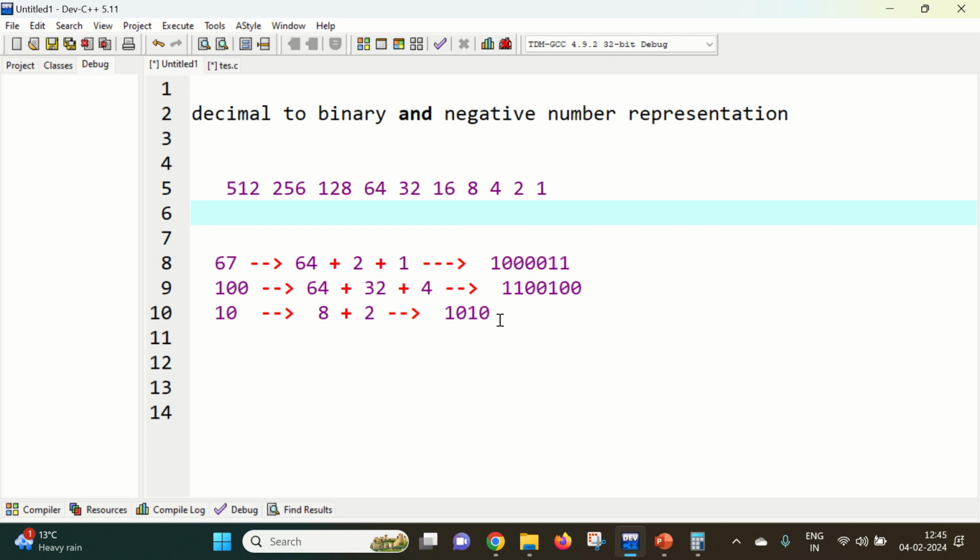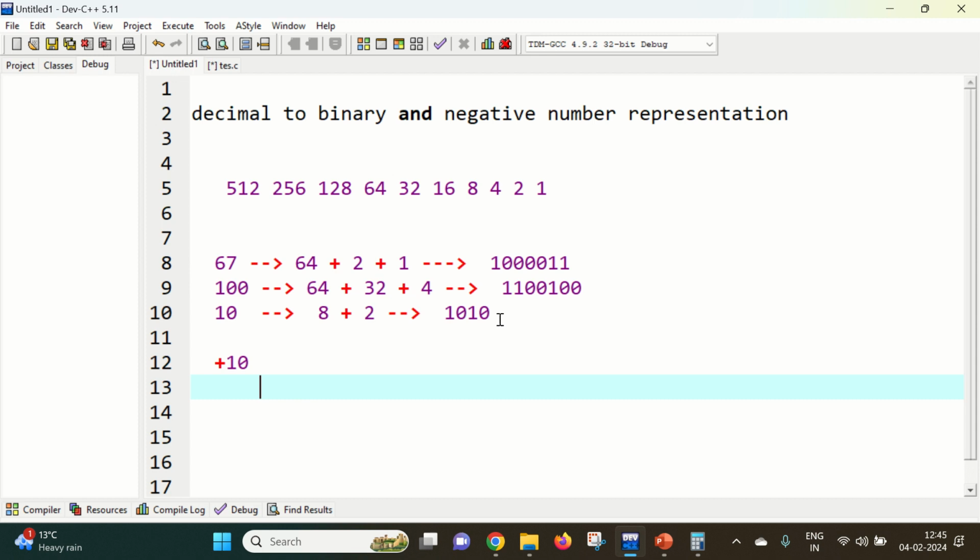I am taking this number 10. My point is that when this plus 10 is stored in your RAM, in your memory, in the bytes, suppose we are thinking that it is taking 4 bytes as an integer. Or I am saying that suppose it is stored in a short integer, it is stored in 2 bytes. So for 2 bytes, suppose there are 16 bits.